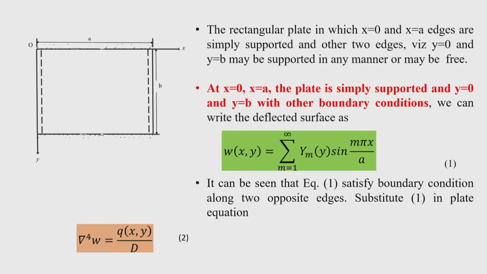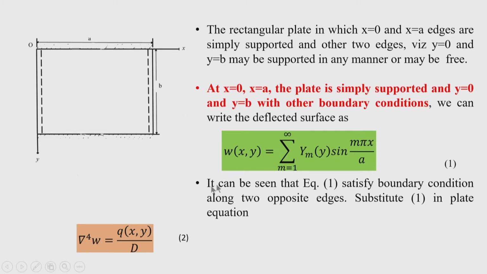Okay. So, taking a single trigonometrical series, we have seen that boundary condition is satisfied at x is equal to 0, x is equal to a, and the other boundary condition y is equal to 0, y is equal to b is not specified yet, and depending on the different support conditions we will be able to evaluate the unknown constants of the integration, that we will see later.